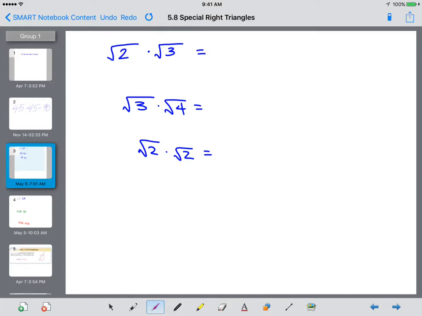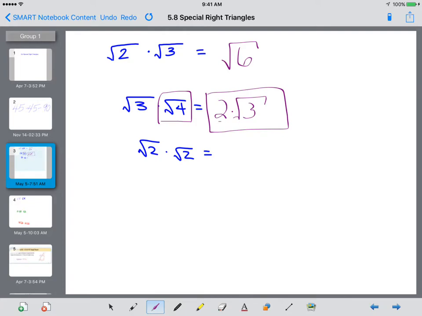Multiplying square roots, multiplying our numbers with our radicals. So the square root of 2 times the square root of 3. We can multiply the numbers underneath, where this would become the square root of 6. Example 2, square root of 3 times the square root of 4. The square root of 4 is 2. So this would become 2 times the square root of 3. And when we write this, we always write it with the 2 out front and the square root number coming next.